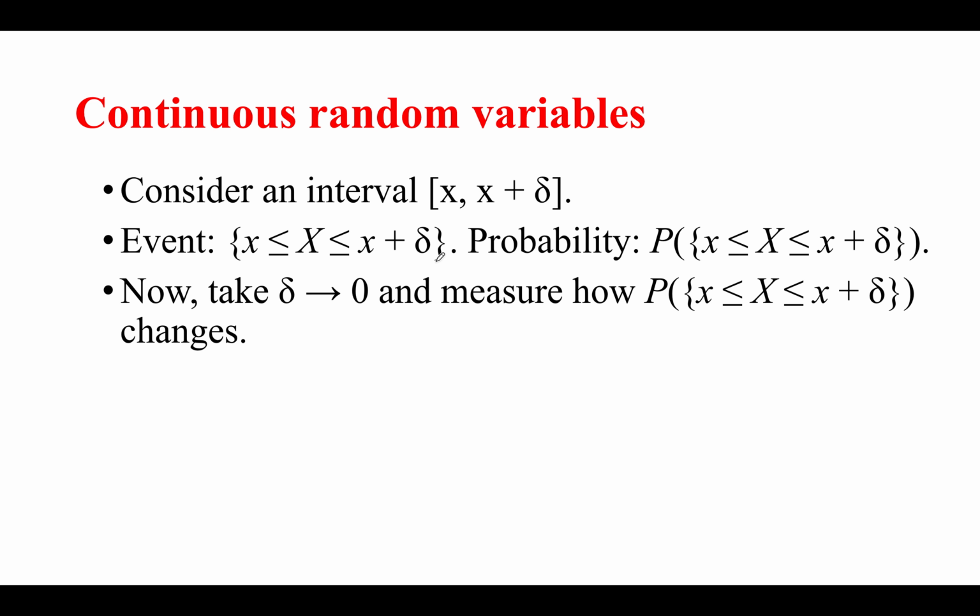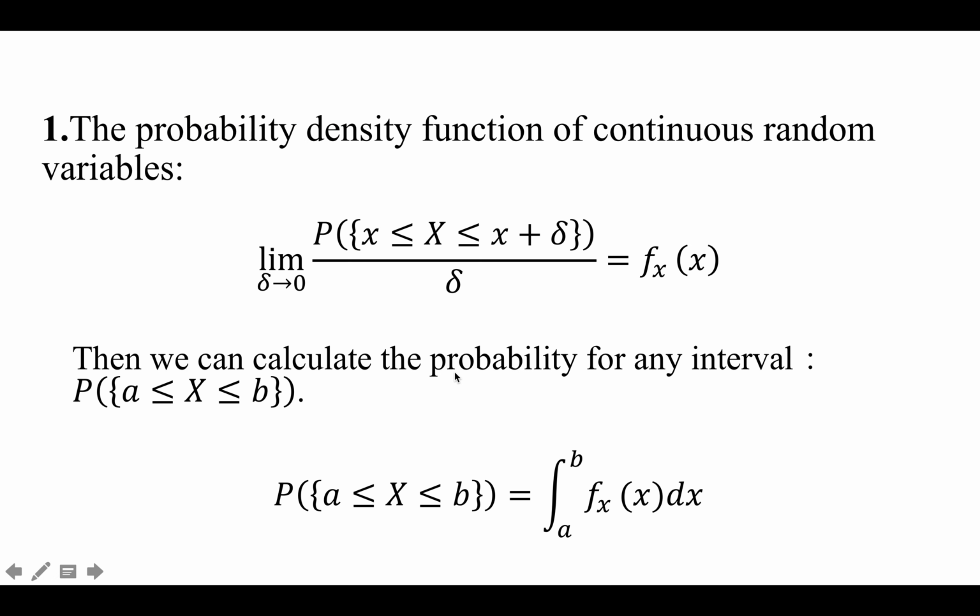Hello everyone, today I want to talk to you about some of the properties and the calculations of the continuous random variables. First, let's define the random variable. Consider an interval x to x plus Δx. Second, given an event of x and the probability, like this. Third, now take Δx to 0 and measure how the probability of x changes. Then we can get the probability density function of continuous random variables like this.